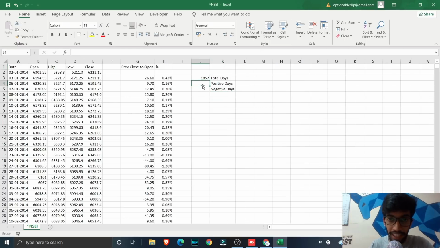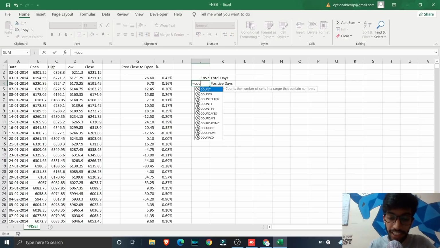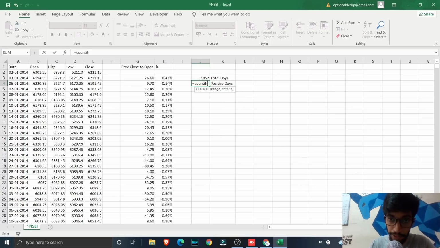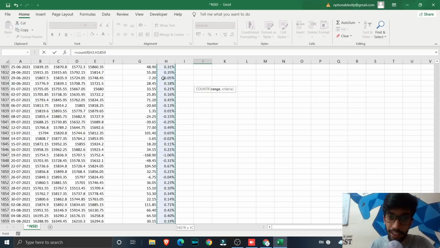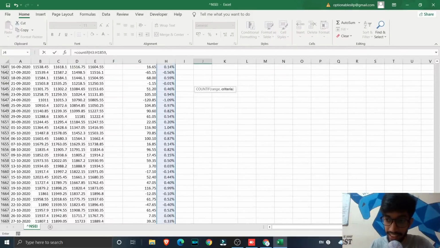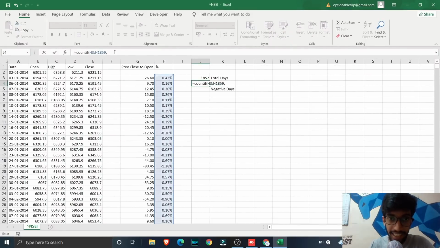So how do I actually calculate the number of positive days? It's pretty easy again. Just use the count function again, but this time use count if. So you're only counting if. First you will have to select the range. As soon as you open the bracket, you get something called range. So select this range using Control Shift down button, right? Then press a comma. So your criteria here is you are going to count only if it is more than 0. If it's more than 0, then it's a positive number, right? So you're only going to count if it's more than 0.